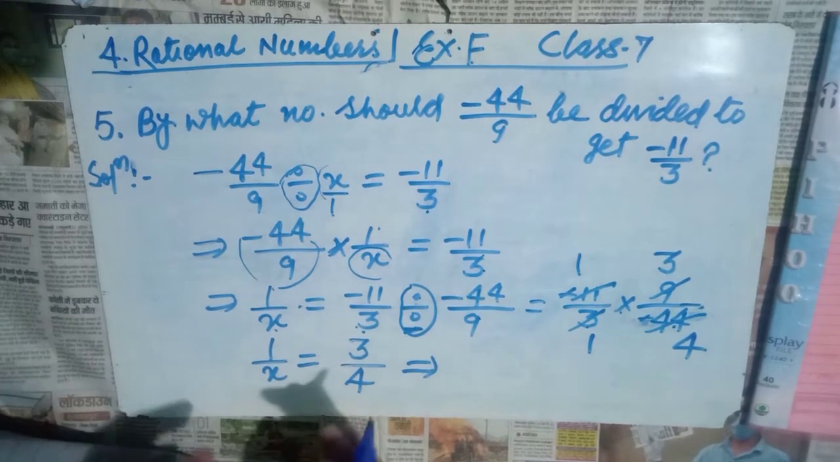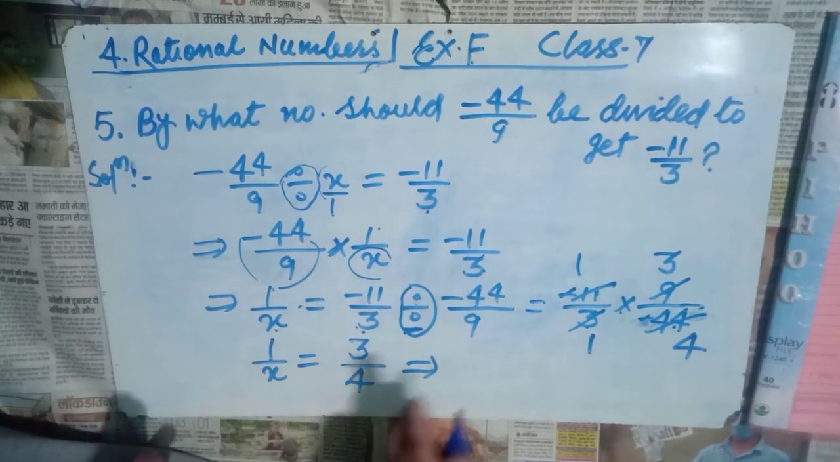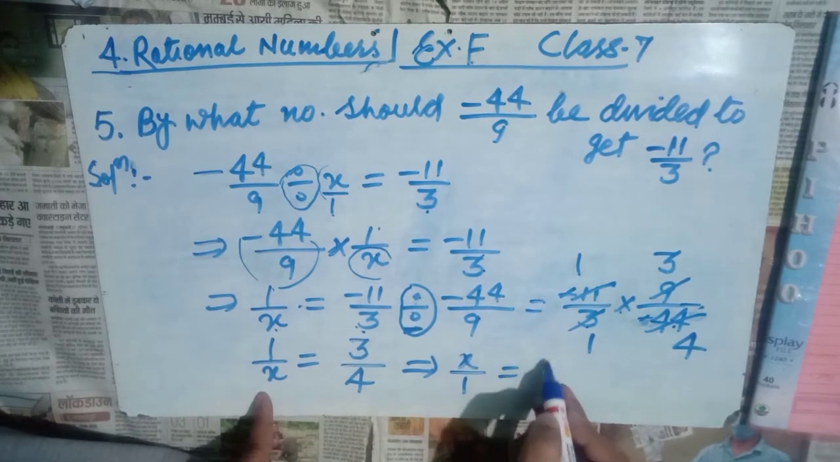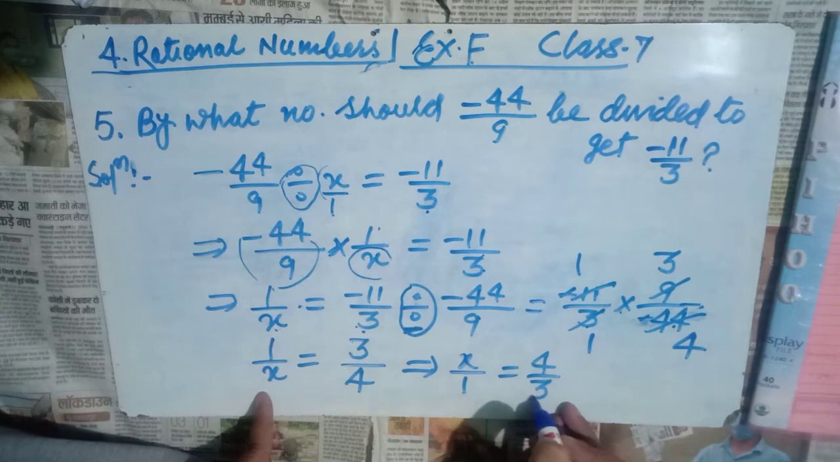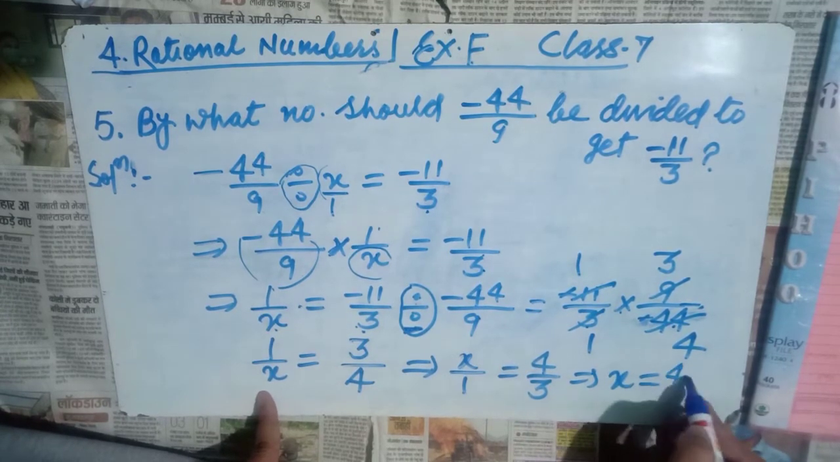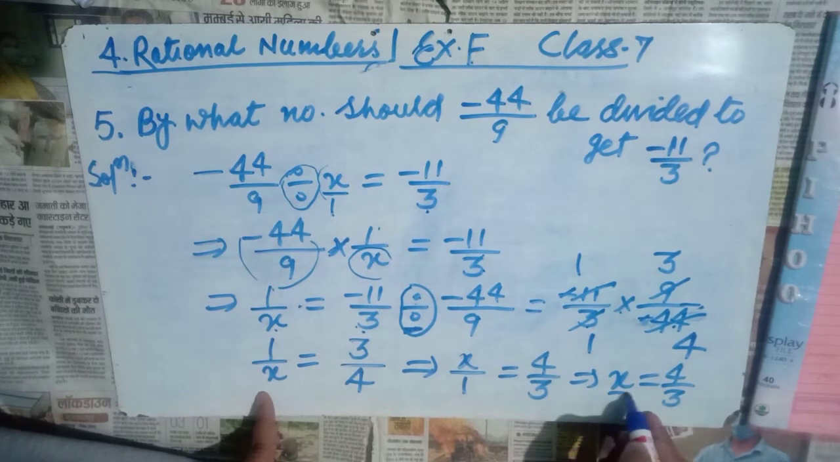Now the answer is, here have a look. Now taking reverse on both sides, that means x by 1, here also 4 by 3. So we get x is equal to 4 by 3. This is your answer, because 1 is always hidden in the denominator. So 4 by 3 is the answer.